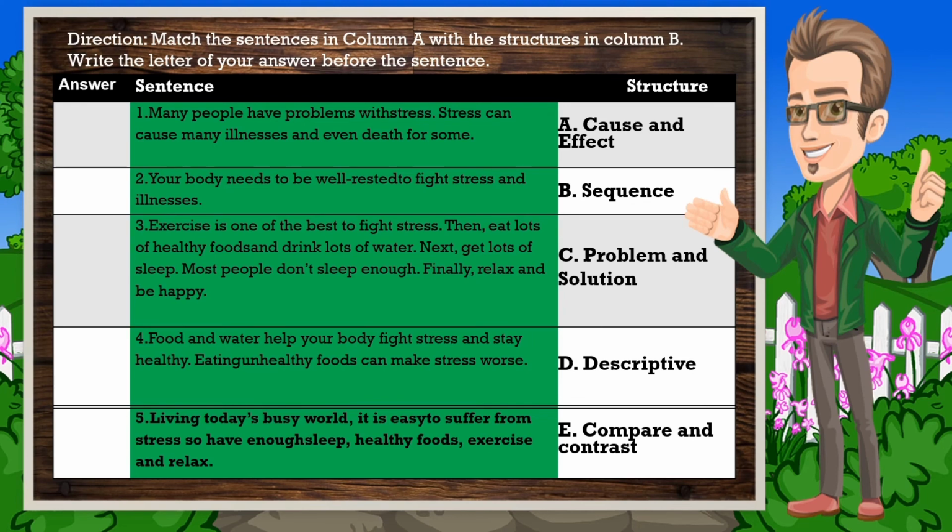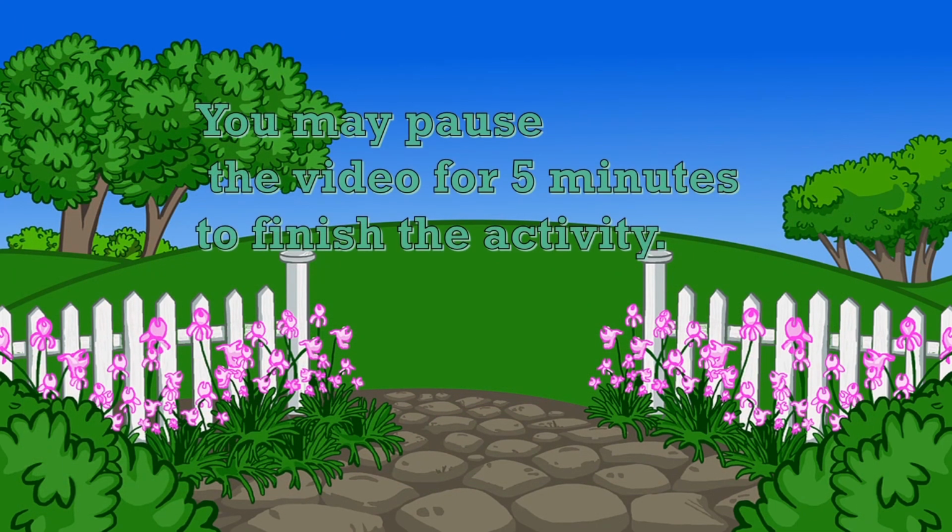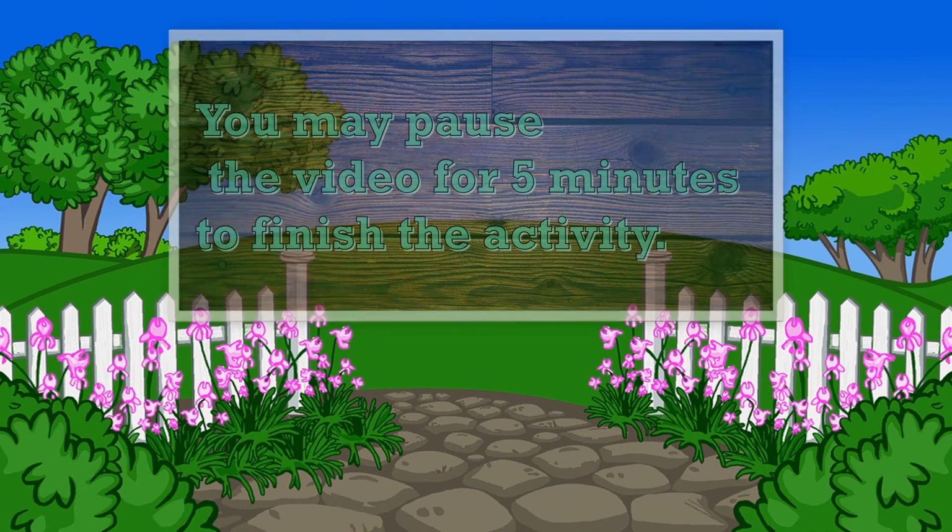Write cause or effect. Match the sentences from the selection in column A with its type of structure in column B. You may pause the video for 5 minutes to finish the activity.